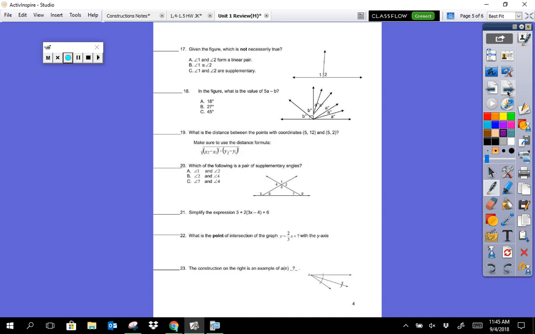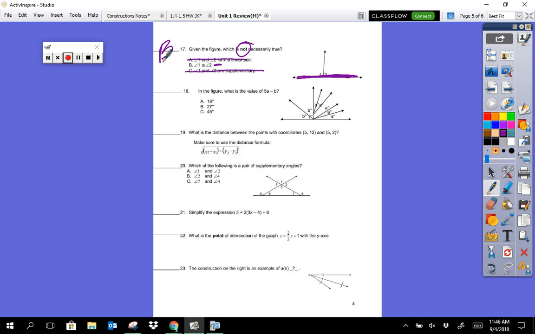Given the figure, which is not necessarily true, angle 1 and angle 2 form a linear pair. That is true, okay, because they form a straight line. So that's not our answer, because we're looking for the one that's not true. Angle 1 is equal to angle 2 or congruent. We do not know that, okay, but I'm going to come back to it. And then see, angle 1 and angle 2 are supplementary. They are supplementary because they make this straight angle here. So that one is true, which means our answer here is B.